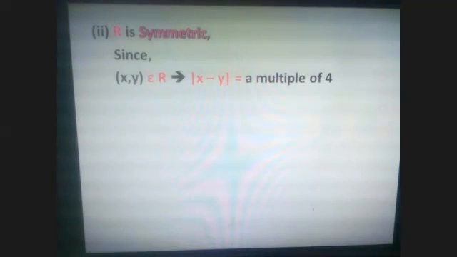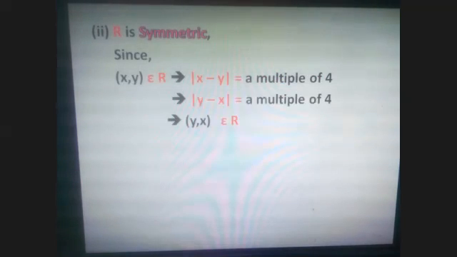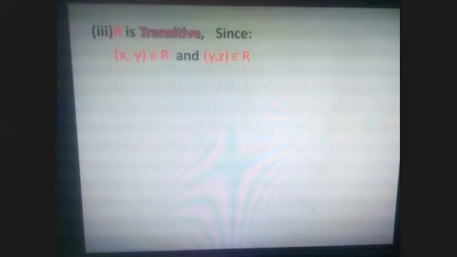Now for symmetry, (x, y) a member of R implies, I think this is as good as the earlier one, |x - y| is a multiple of 4. Naturally, that is as good as |y - x| is a multiple of 4. |x - y| and |y - x| are the same. So whenever (x, y) is a member of R, (y, x) is also a member of R. Hence the relation is symmetric.